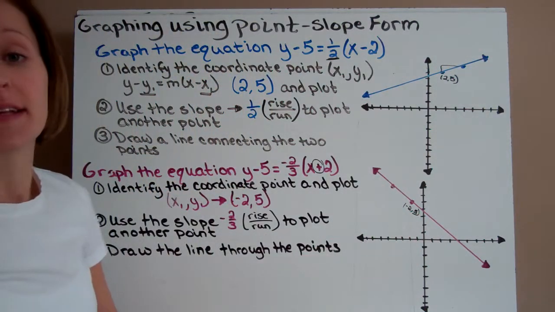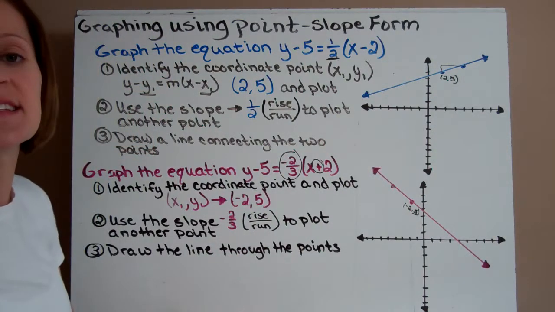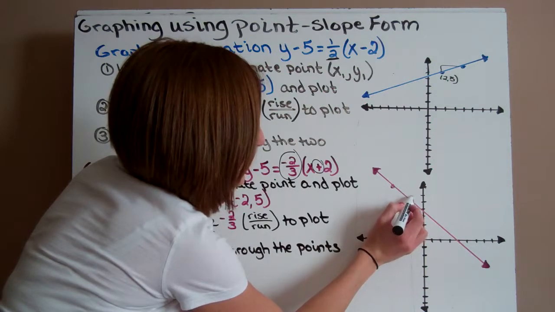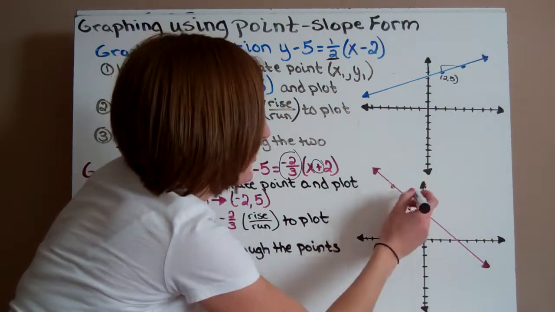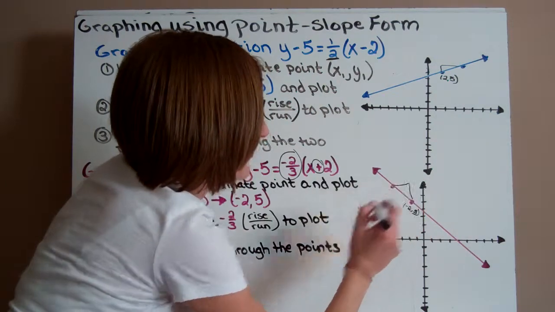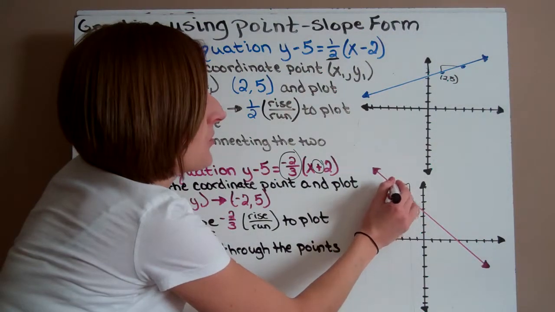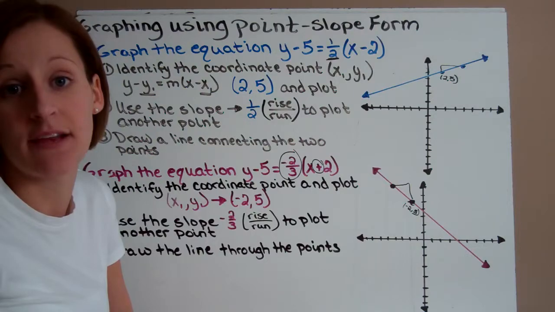Then I identify my slope, which is always going to be right in front of the parentheses. It's negative 2/3. So that means I go up 2, and instead of going right like I always do, I'm going to go left 3 and then get to my second point. When I plot this point, I draw a line between these 2 points, and you have the line of your equation.